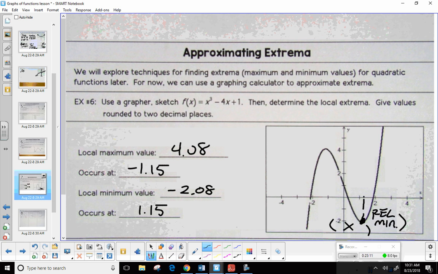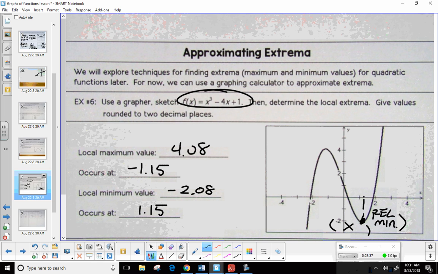Now, here's where I'm going to take a minute or so to give you a preview of coming attractions. How many people in here are already familiar with what's called a derivative? Okay, you've already had some work in that. Here's my question. This function, can anybody tell me what the derivative of that function is? 3x squared minus 4. That's exactly right.